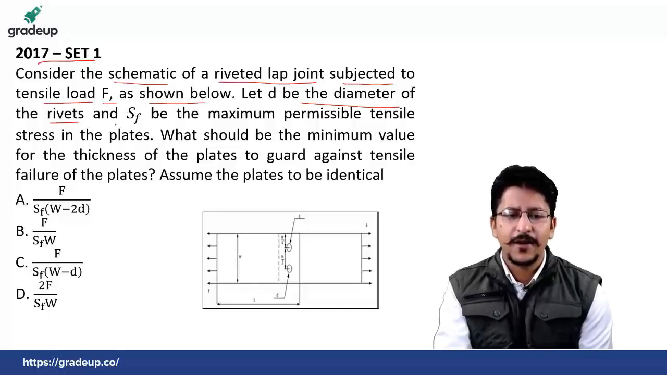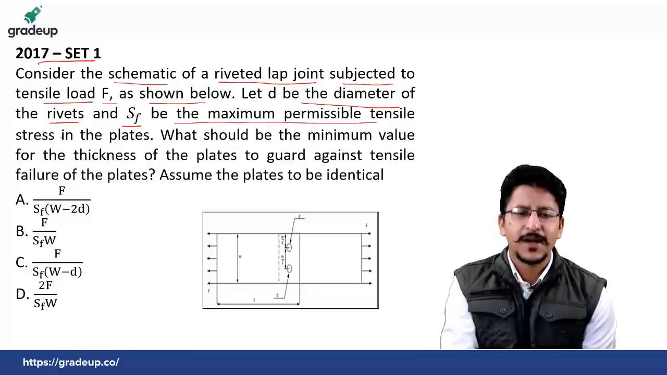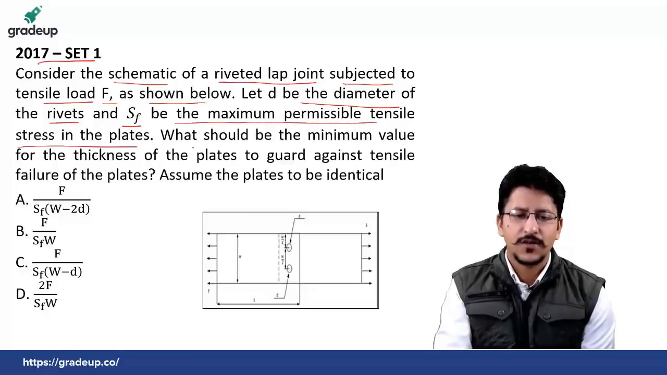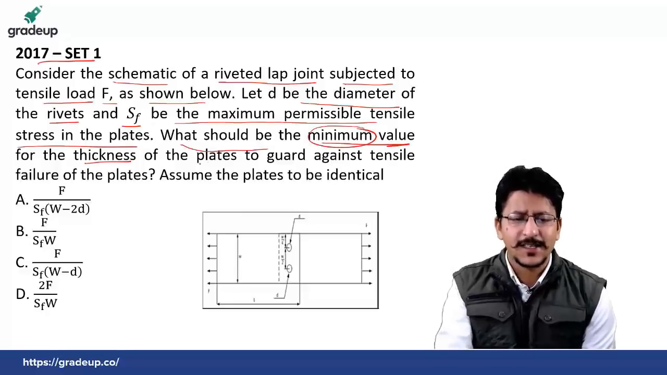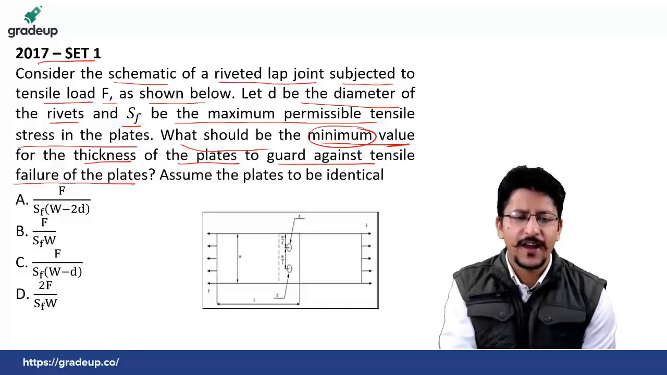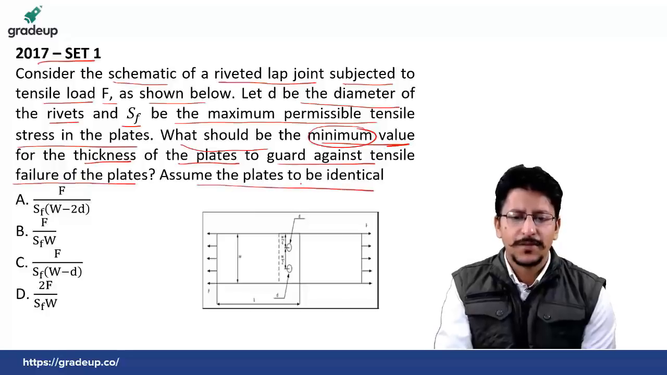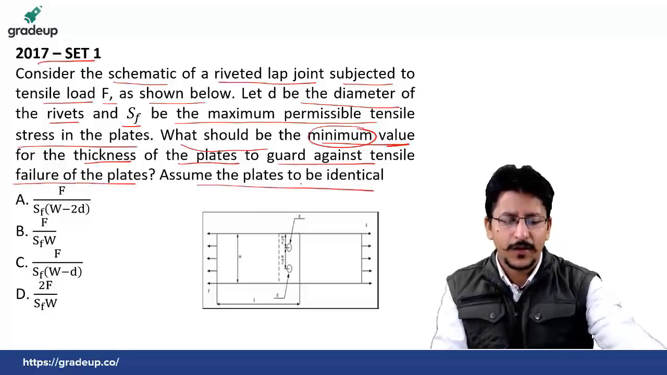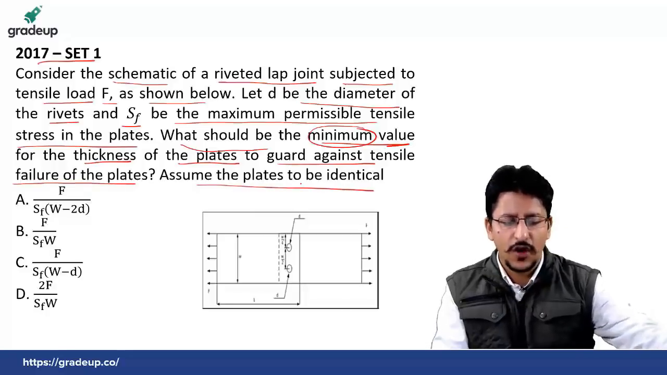Let D be the diameter of the rivets and SF be the maximum permissible tensile stress in the plates. Then what should be the minimum value for the thickness of the plates to guard against tensile failure of the plates? Assume the plates to be identical. Now let us see how this question will be solved.